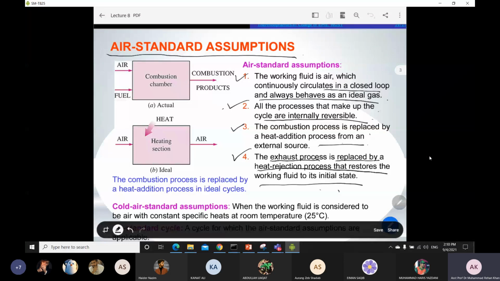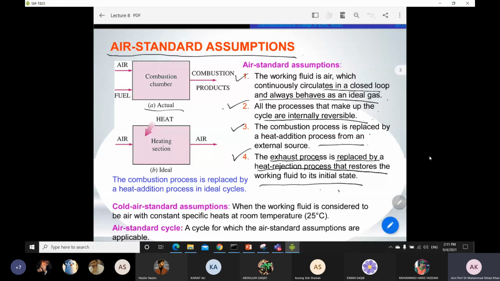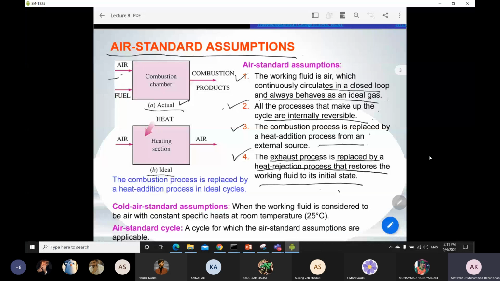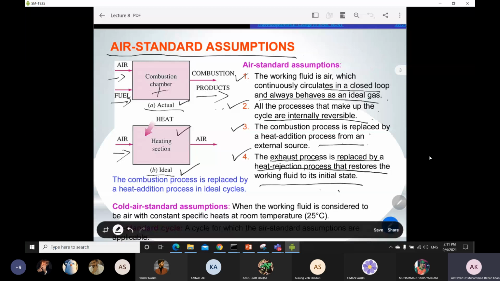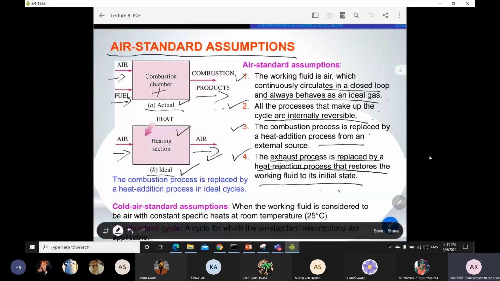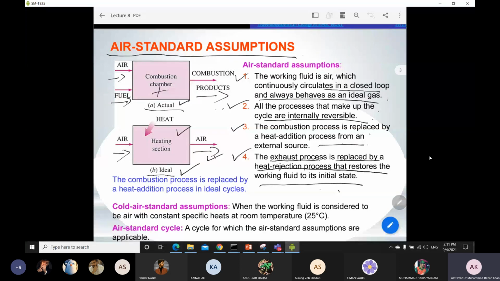Okay, if you can see the figure shown over there, figure A shows your actual cycle, the actual combustion process. In the actual combustion process, the air is going in, fuel is going in, they are mixed together and it results in the combustion products. However, when we are talking about the ideal cycle, there will be air, there will be a heating section where we have to produce some heat, and at the exit there will also be air. So your working fluid is always air in your air standard assumptions. We will see how this works when we solve the problems.